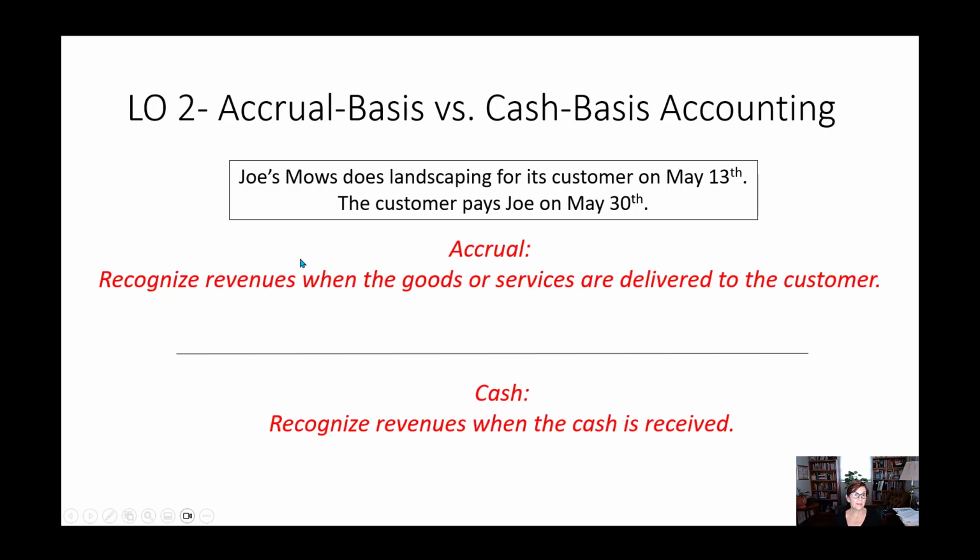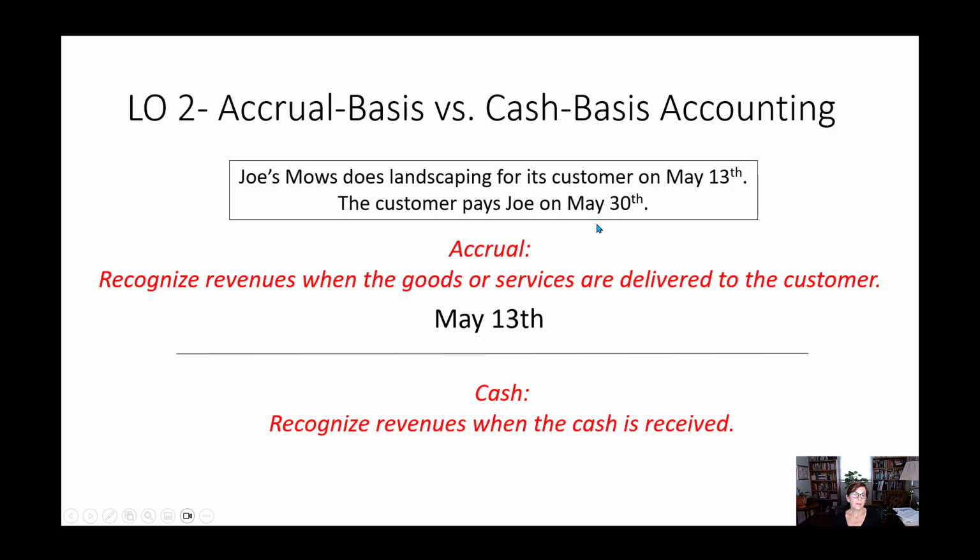All right, let's look at some examples of accrual basis versus cash basis accounting. Some very simple examples as to when the revenue and expense will be recognized. Joe's Mo's does landscaping for its customers on May 13th. The customer pays Joe on May 30th. All right, so accrual basis accounting, when can Joe recognize his revenue? Hopefully you said to yourself on May 13th, because that is when the goods or services were provided, and the revenue recognition principle says when the goods or services are provided, he can recognize revenue.